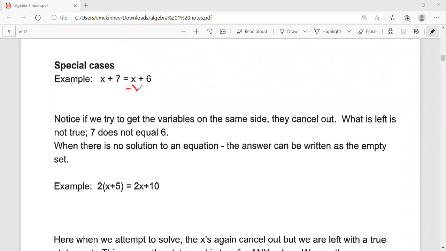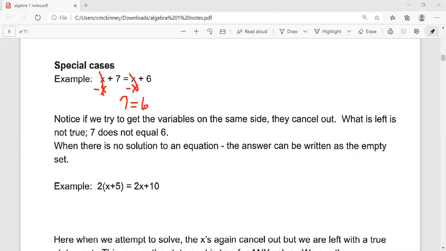I would be trying to get my x's together, so I would subtract x on both sides to get rid of this x on the right, and that would cancel out, but dang, that cancels out too. And what I'm left with says 7 is equal to 6. Not in my world, right?